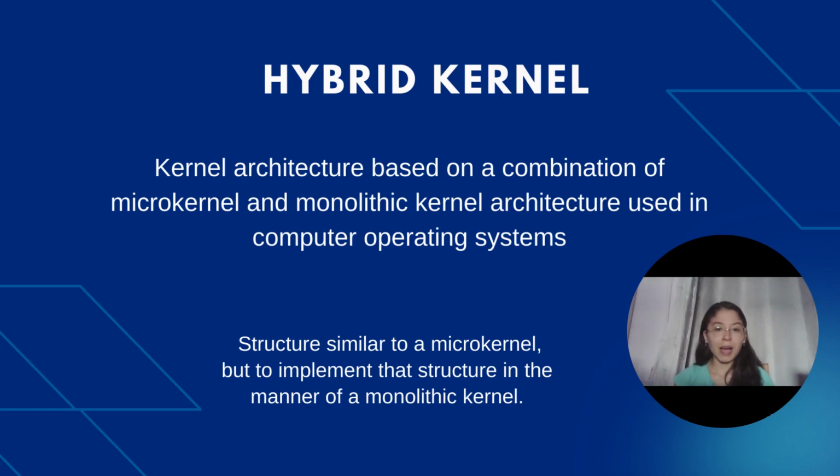Now I'm going to talk about hybrid kernel. Hybrid kernel is a kernel architecture based on a combination of microkernel and monolithic kernel used in operating systems. This kernel approach combines the speed and simpler design of monolithic kernel with the modularity and execution safety of microkernel. The idea behind a hybrid kernel is to have a kernel structure similar to that of a microkernel, but to implement that structure in the manner of a monolithic kernel.